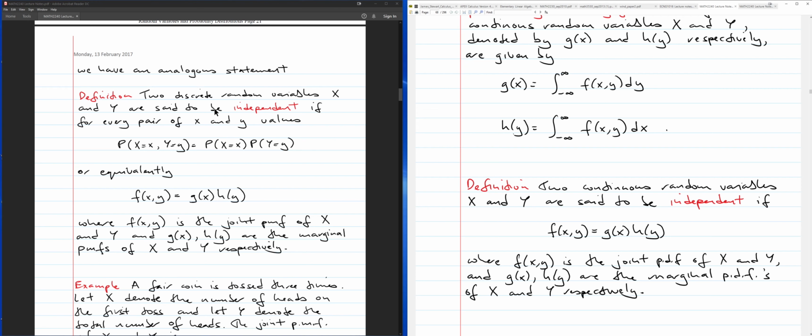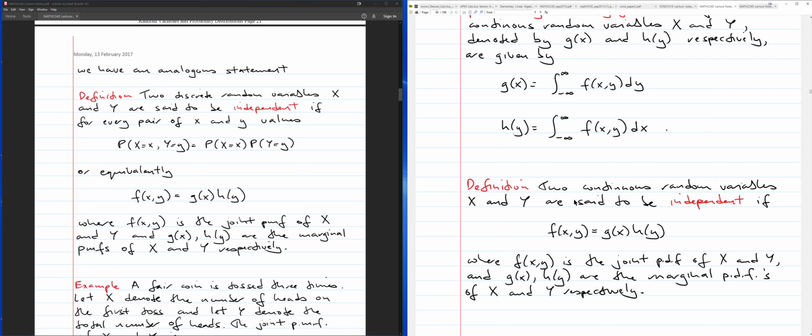Alright, so we saw in the discrete case, if we want to check to see that random variables x and y are independent, you can use this criteria over here. Your left hand side is your joint PMF, g of x is the marginal PMF for x, and h of y is the marginal PMF for y. If you have independence, then you'd have equality: the joint PMF is equal to the product of the marginal PMF for x and the marginal PMF for y.